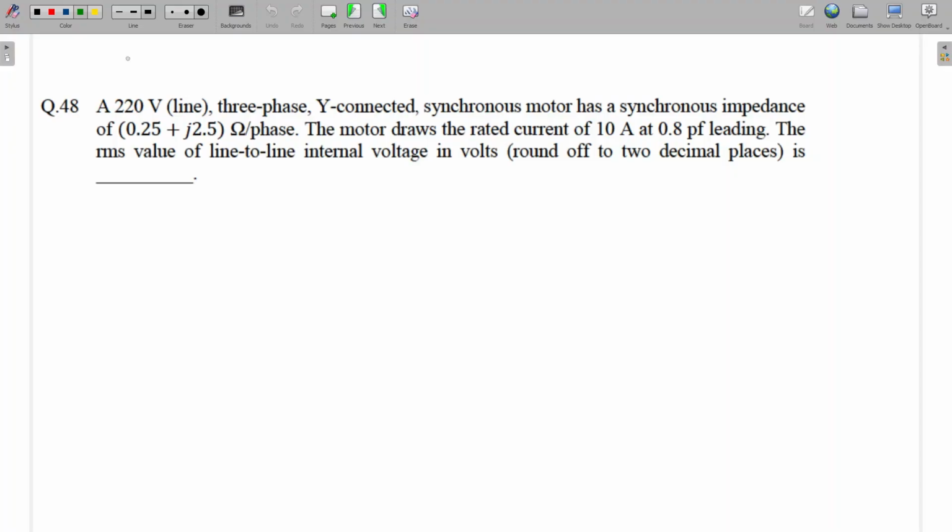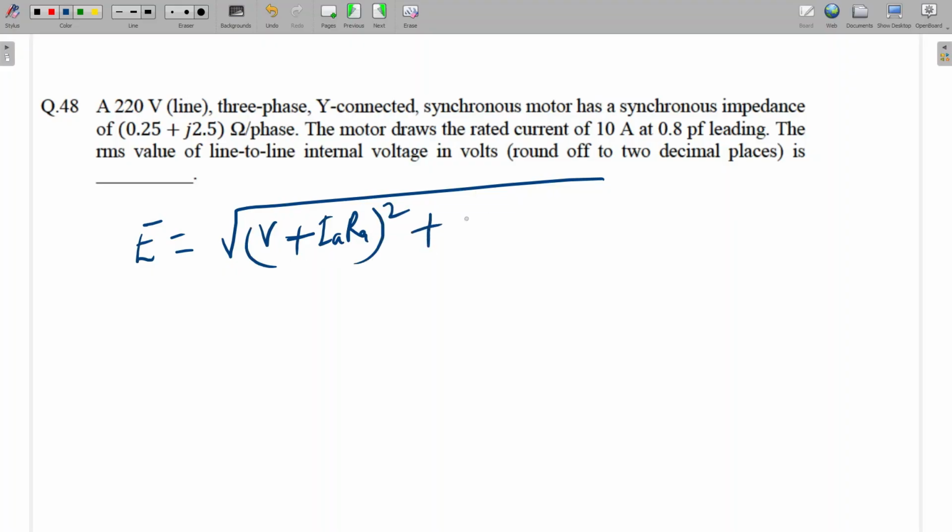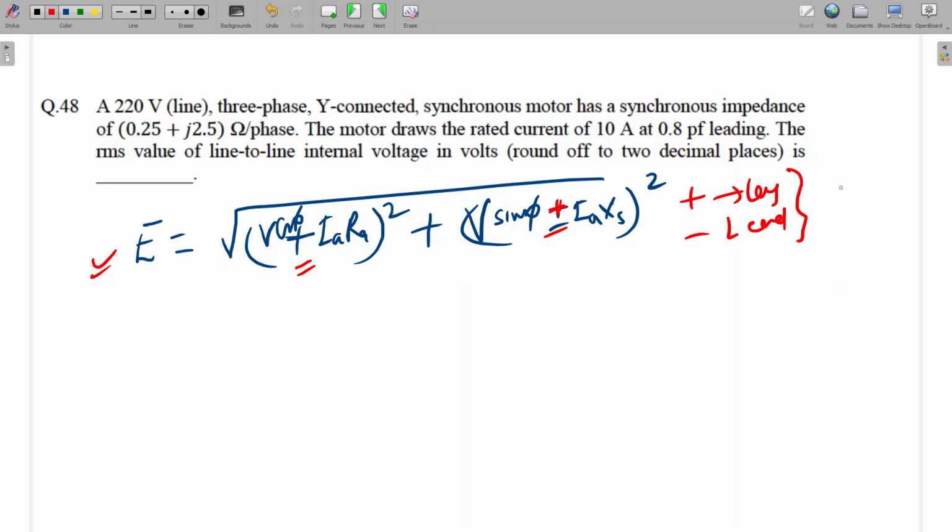This is easy only. So I'm going to write some formula that you can derive also. So E is equal to, this is motor, so first for generator I'm going to write: E = sqrt[(V cos phi + Ia Ra)^2 + (V sin phi ± Ia Xs)^2]. So how can we memorize this formula? For generator, here it will be plus, and here it will be plus or minus: plus for lag, minus for lead. This is for generator.